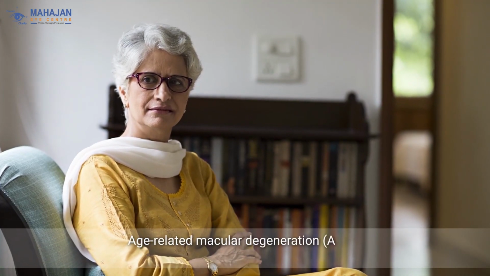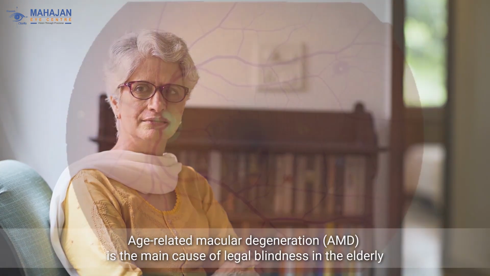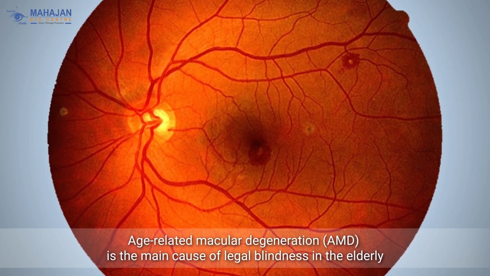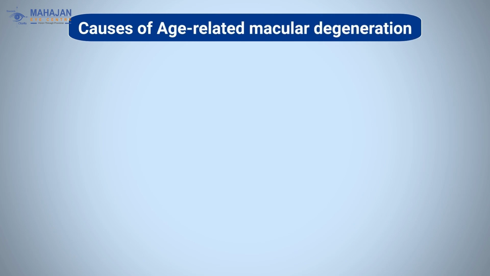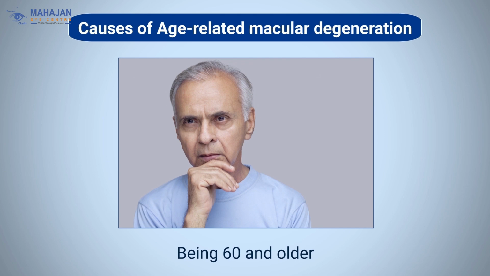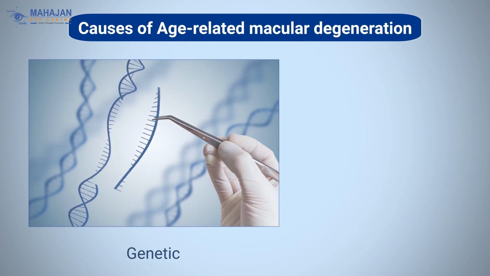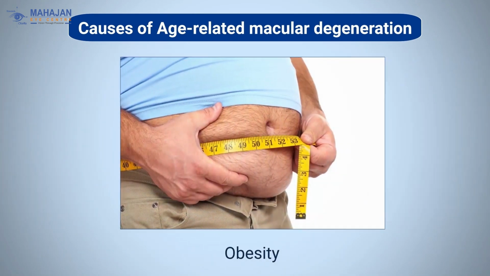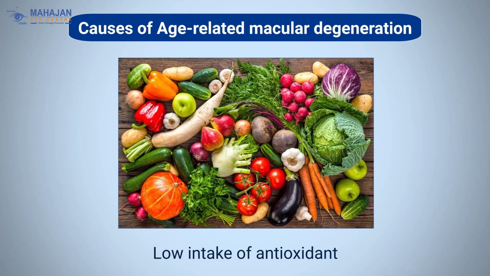Age-related macular degeneration, or AMD, is the main cause of legal blindness in the elderly. It is a complex and progressive macular disease due to multiple genetic and environmental factors. Disease progression and development lead to severe vision loss. Causes of age-related macular degeneration: being 60 and older in age, chronic smoker, genetics, high blood pressure, heart disease, obesity, high cholesterol, low intake of antioxidants in diet.